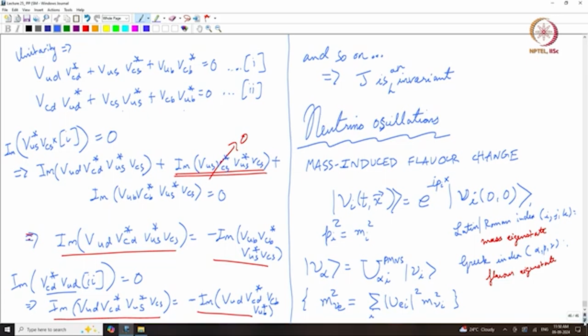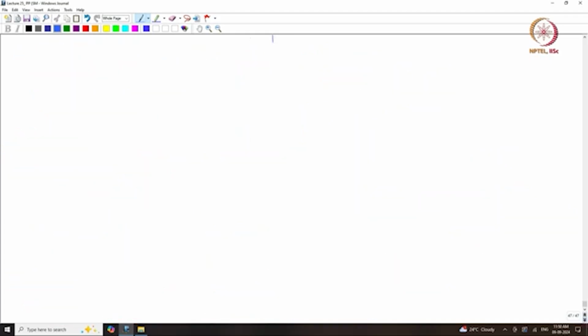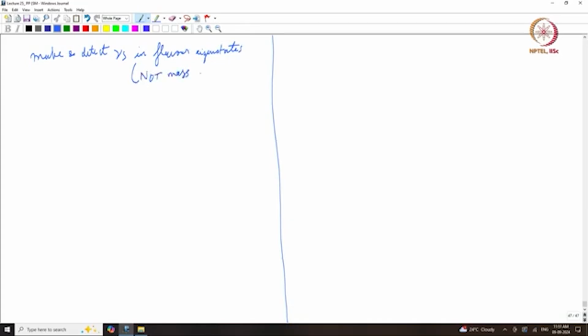Okay. Now, here comes the notion of oscillations. Remember I said that it is much easier, it is not just much easier, it is exclusively only possible to make and detect neutrinos in flavor eigenstates. That is not mass eigenstates. Okay.